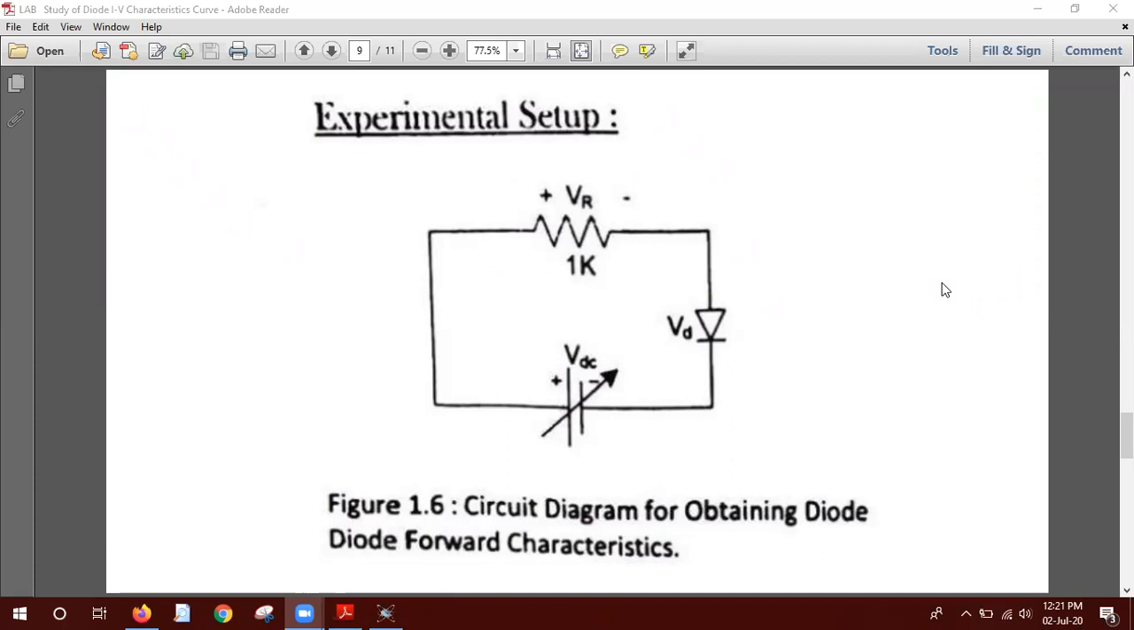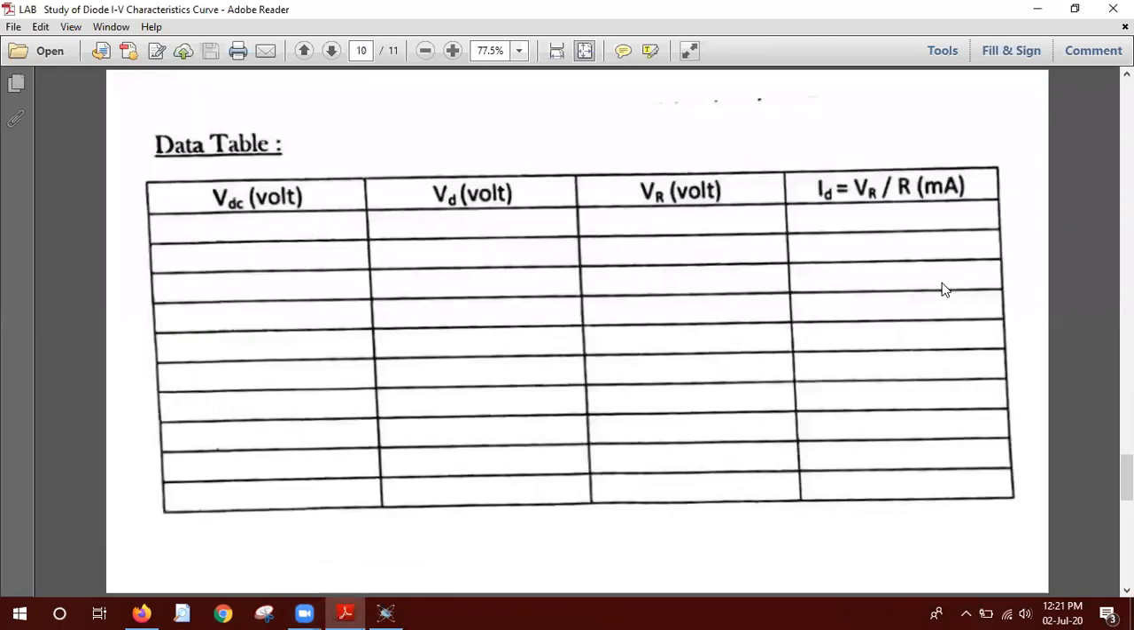Yes, sir. And this will be the data table. We will put values here. You see the different columns, different rows. In this column, we will put different values of DC voltage: 0.1, 0.2, 0.3, 0.4, 0.5, and we will check the diode voltage, and we'll also check the resistance voltage. Okay, VR means resistance voltage.